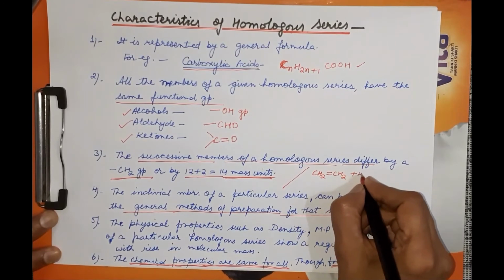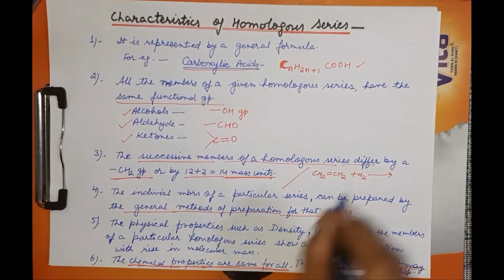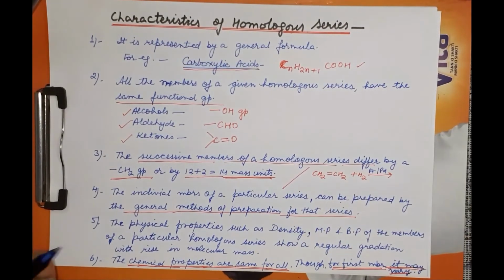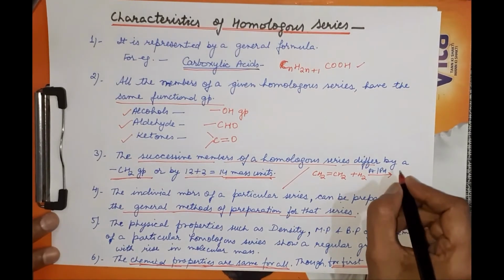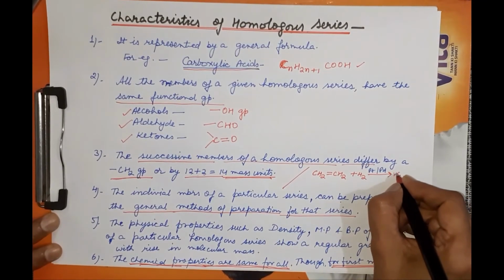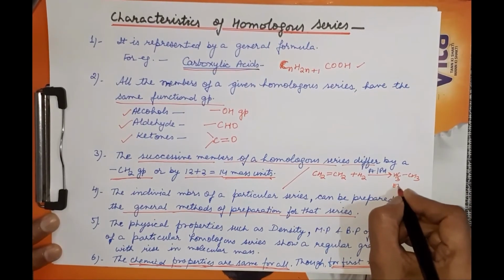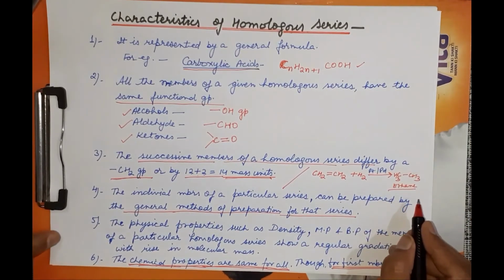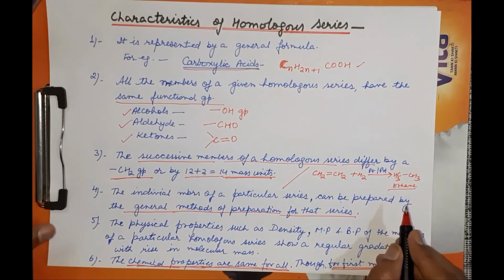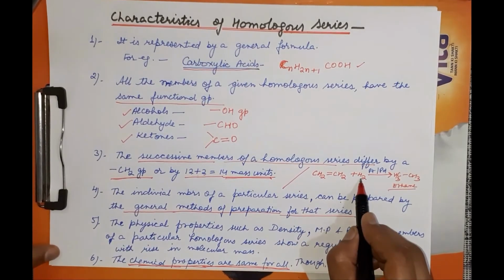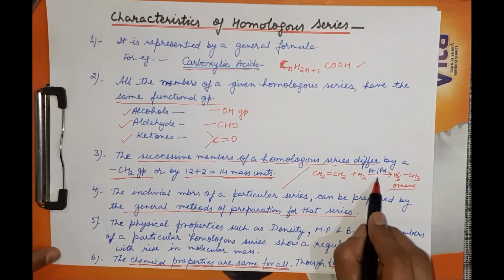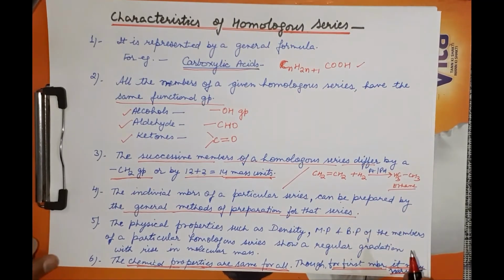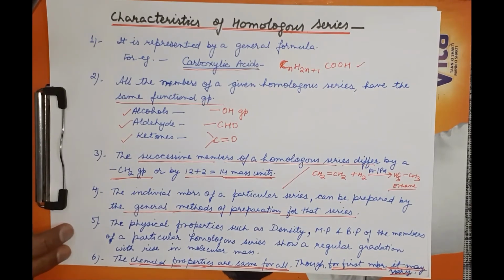Ethene, when it reacts with hydrogen in the presence of platinum, palladium or nickel, gets converted to ethane. So this is the method of preparation for ethane. In the case of propane also, propane can be prepared in the same way: propene reacts with hydrogen in the presence of palladium or platinum. So in a particular homologous series, all the members can be prepared by the same general method.